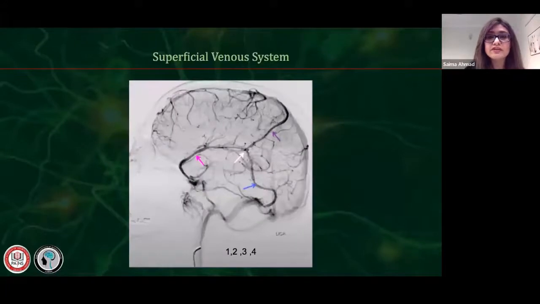So the superficial venous system is a conceptual system of four. You need to remember only four things. So this is the vein of Trolard, posteriorly the vein of Labbé, anteriorly there is the superficial middle sylvian vein draining into the cavernous sinus, and the basal vein of Rosenthal.